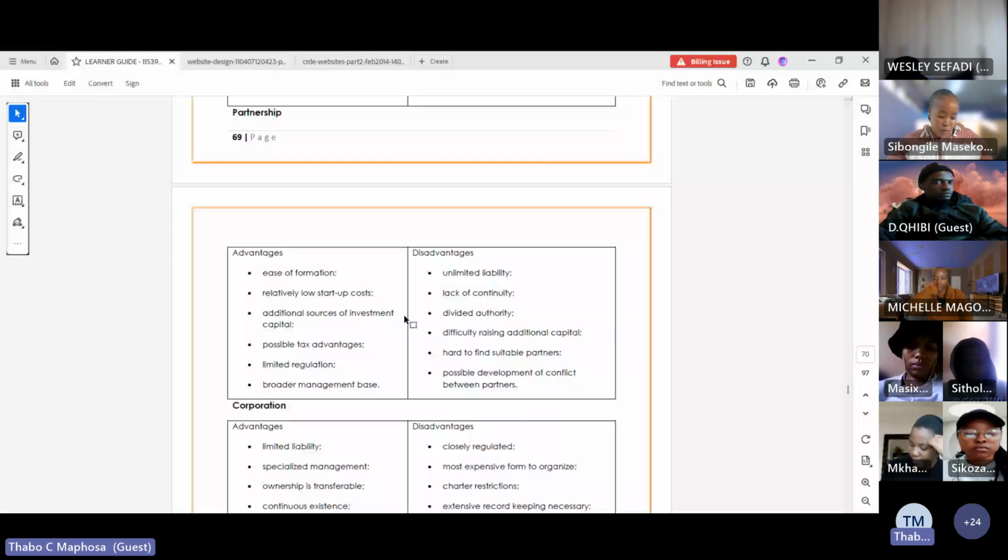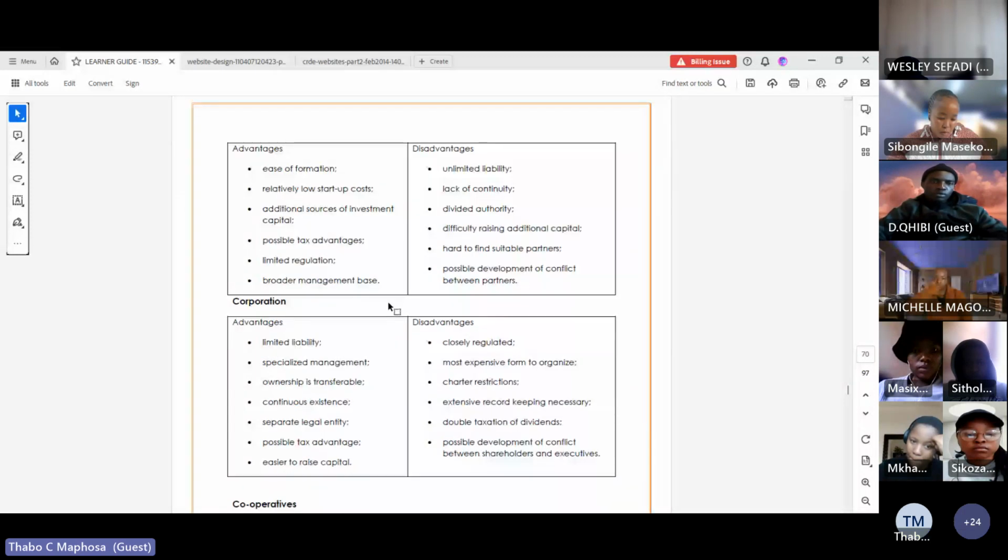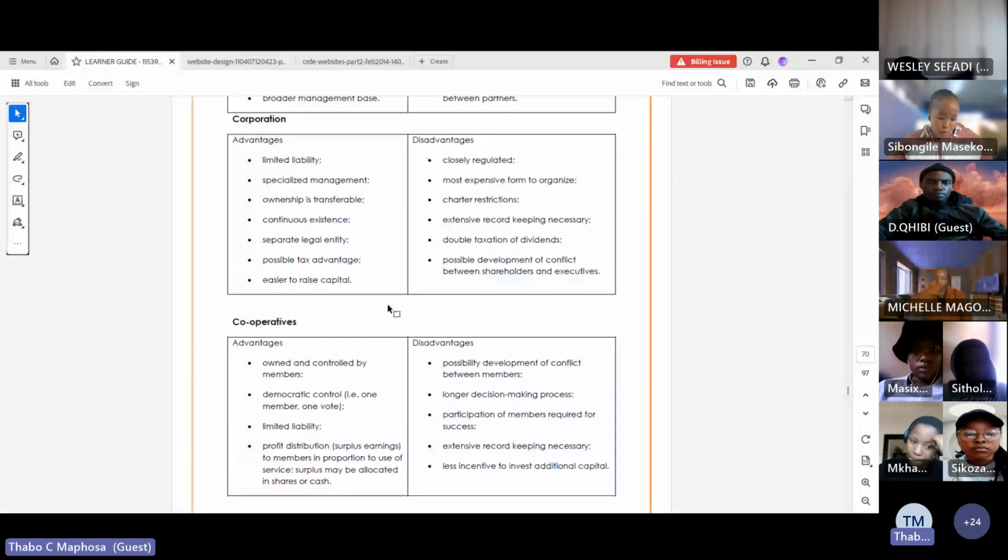And then also difficult in raising additional capital, it's almost similar to the first one there. And then hard to find suitable partners. I think this one was supposed to be at the very top. It's very difficult to find suitable partners, especially people that you can trust, people that have got the same mindset that you have. So it takes a little bit longer for you to find people that you can trust and work with. And also possible development of conflict between partners. There's always conflicts between partners because of separate understanding and clashes and things like that.